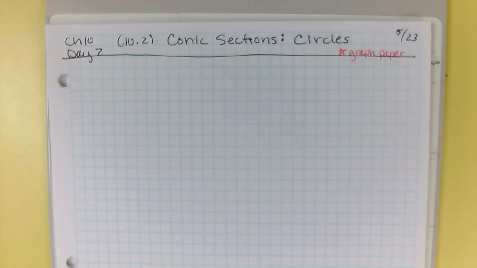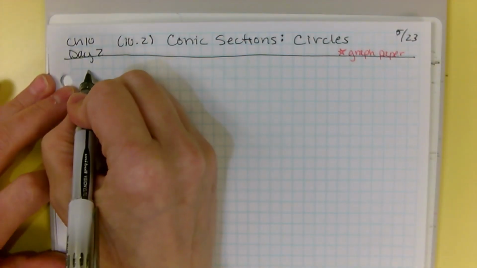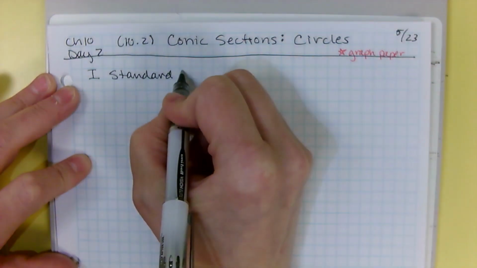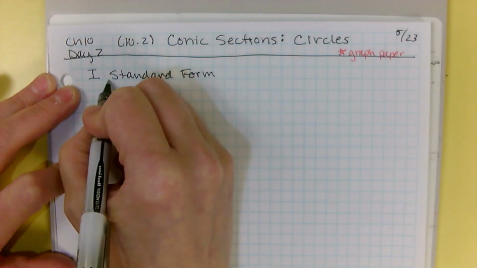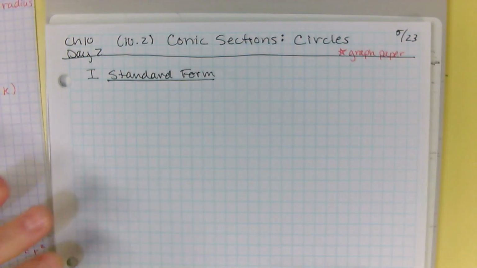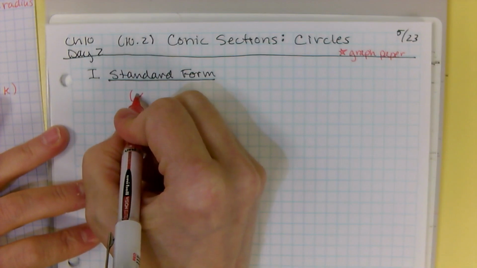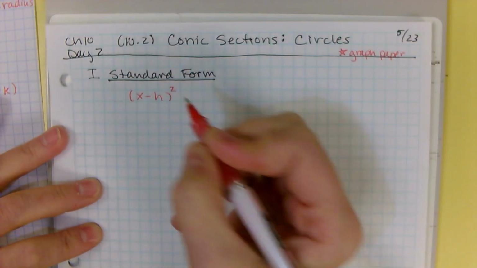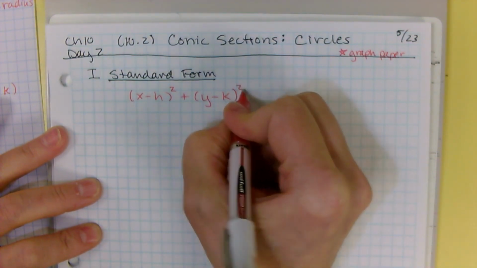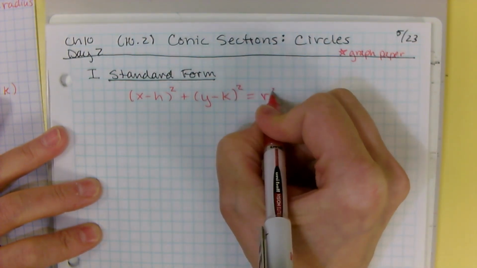Okay, so conic section circles, Roman numeral 1, standard form. Standard form of any conic section is one that shows the center point, which is h and k. So standard form of a circle is (x minus h) squared plus (y minus k) squared equals r squared.